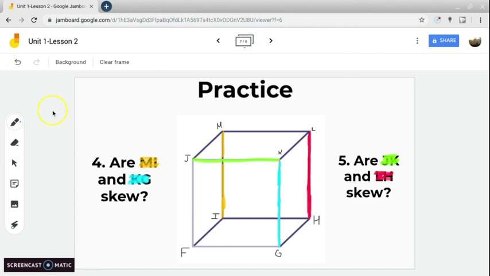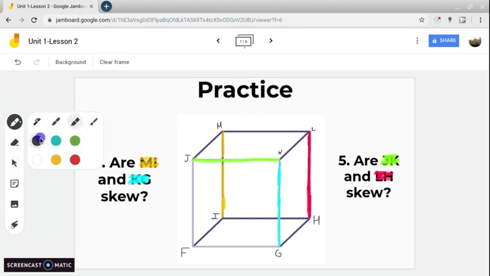Alright, practice questions 4 and 5. These ones might be a little easier, but some things might be hard. Number 4: are MI and KG skew? And number 5 is, are JK and LH skew? If you see, I drew color over that to show you what it corresponds with: the yellow, the blue, the blue. So you can pause. Alright, I'll go over it now.